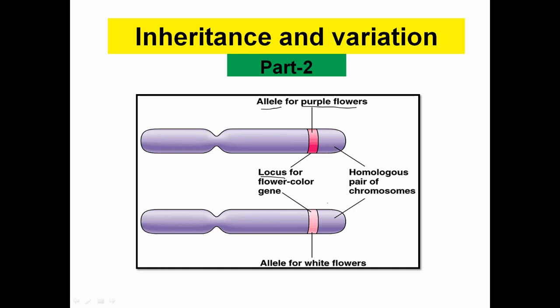Now come to the homozygous dominant. If the same genes are being present on both of the homologous chromosomes, that refers to the homozygous condition. And if the dominant character is being present on both of the chromosomes, that will be homozygous dominant. If on both chromosomes the recessive trait or the recessive gene is being present, then it will be the homozygous recessive phenomenon.